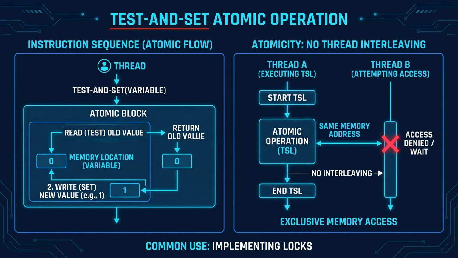First, it tests the current value of a memory location. Then it sets that location to a new value, usually true or 1, and returns the old value. The key point is that both actions happen together atomically. No other thread can sneak in between the test and the set. This simple instruction is often used to implement locks.